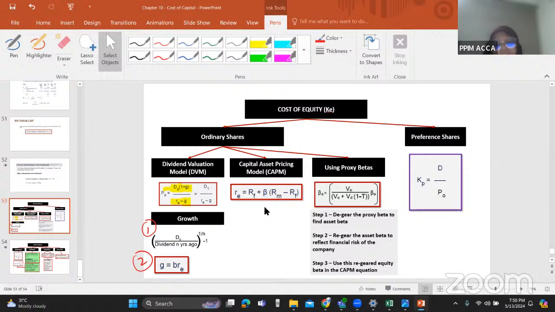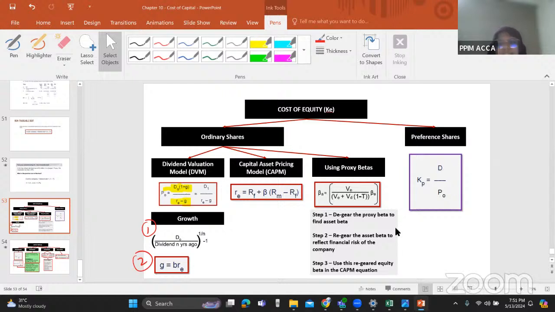And the third method that you can use is something called proxy betas. Proxy beta means when you don't have the beta of your company, you can use the beta of one of your competitors. But you can't use it directly. You will have to make certain adjustments: a de-gearing and a re-gearing, and then you will be able to use it in the CAPM equation. Somewhere down the line, not today probably, we will go through CAPM in detail. For now, we will be focusing on this dividend valuation model.